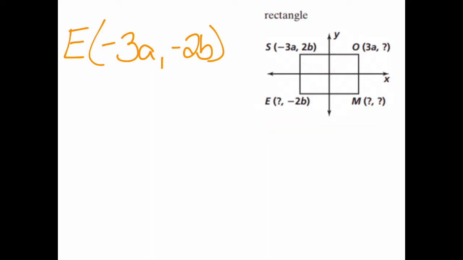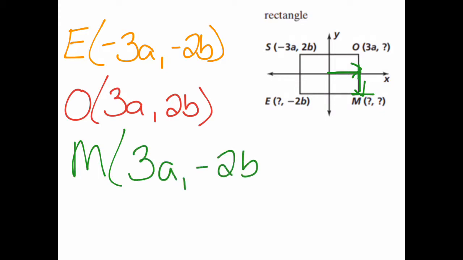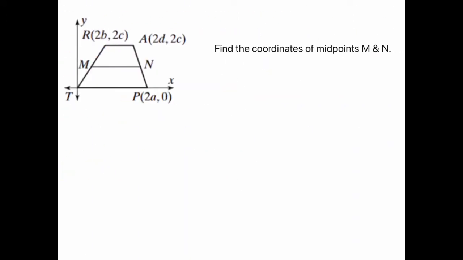And then if we want to do point O, we would begin at the origin again. We would go out to positive 3a, and then we would go up to positive 2b. So point O can be found at 3a, comma, 2b. And then to find point M, we'd start at the origin again. We would go out to the right, out here to 3a, and then we would go down to negative 2b. So point M can be found at positive 3a, comma, negative 2b. And those are all the points you need to find for that question.